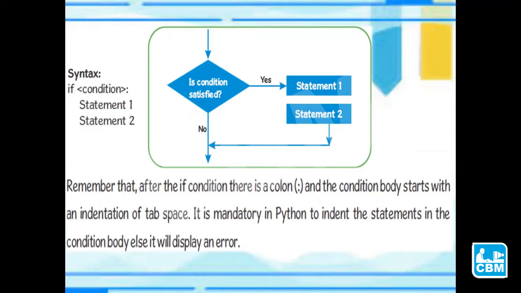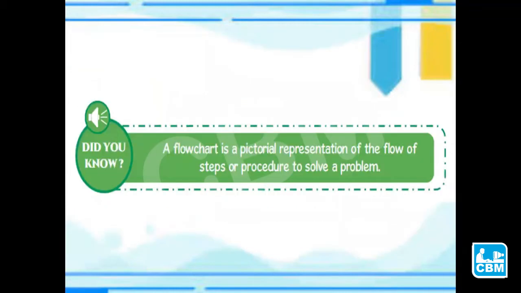One important thing to be noted is that there is a colon after the if condition, and the body, that is the program or the statements under the if condition, start after indentation of tab space. It is mandatory in Python to indent the statements in the condition, otherwise it will display an error. So the flowchart that we saw in the previous slide is nothing but a pictorial representation of the flow of steps or procedure to solve a problem.